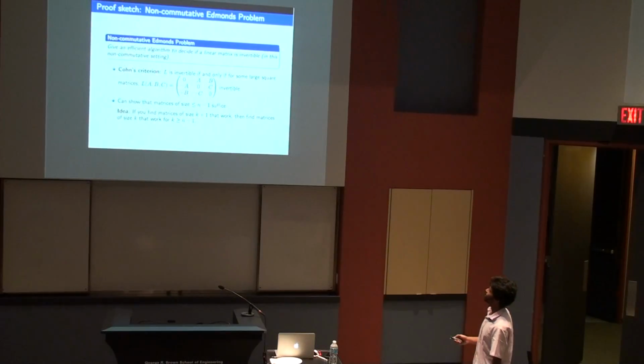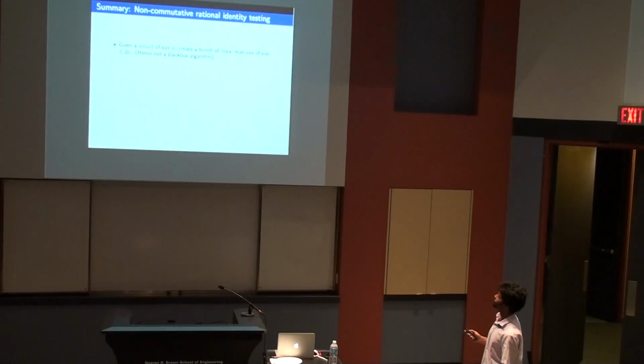Okay. But, so here's how the problem works. So if you give me a circuit of size n, I will create a bunch of linear matrices. Okay? And in fact, I can tell you how many I will create. I'll create one for each inverse gate. Because inverse gates are really where the trouble happens. Okay? And in particular, notice this is not going to be a black box algorithm because I already have to look inside my circuit to make these linear matrices.